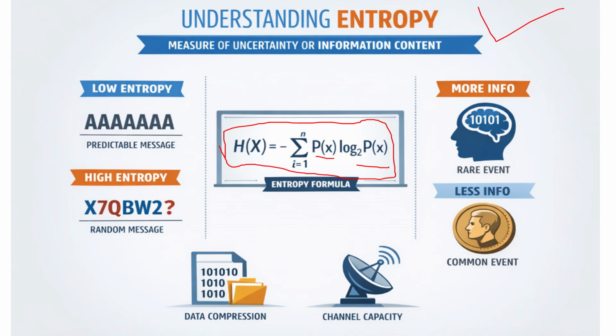So again, for predictable messages your entropy will be very low, and for more information, like if it is a very rare event, in that case there is less information, so that may be the common event.